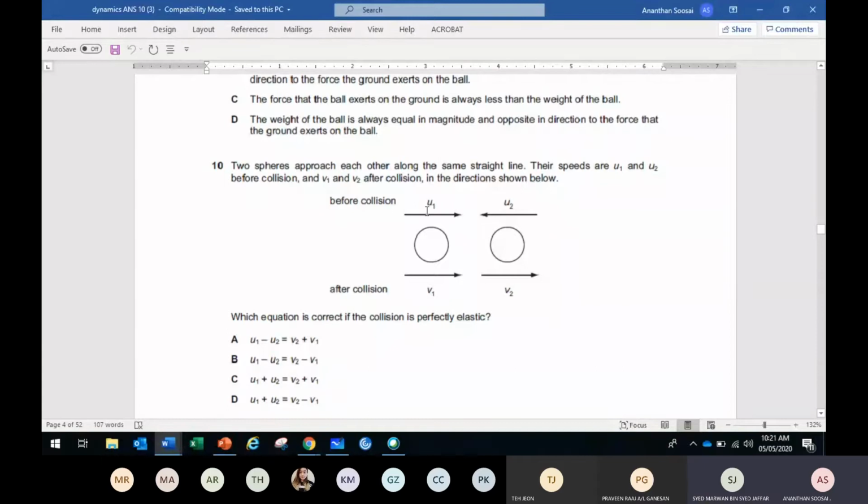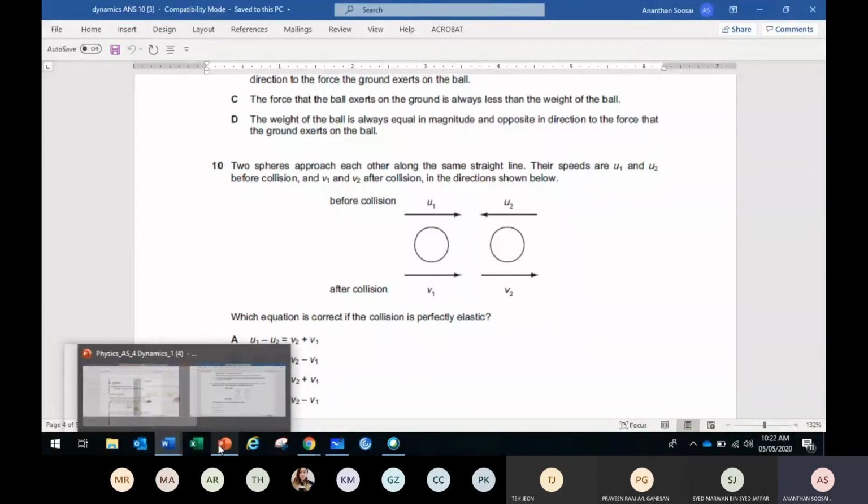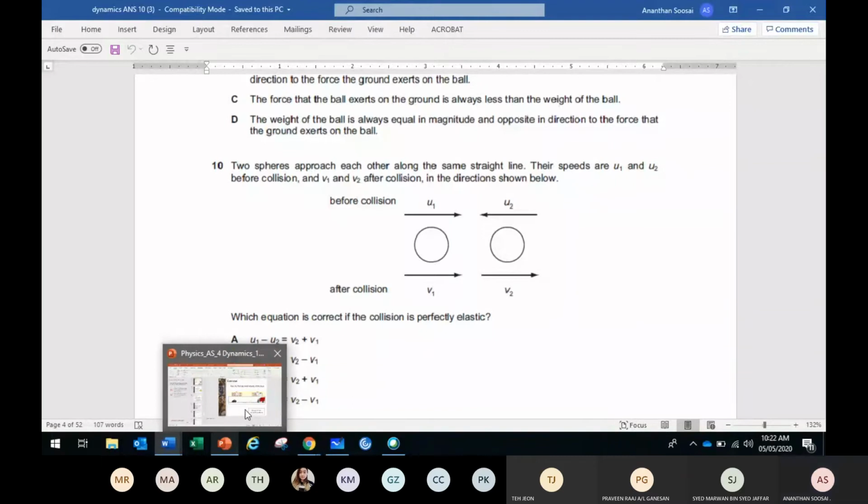U1 minus U2 is changing direction. So it becomes U1 plus U2 equals V2 minus V1. V2 minus V1, no change now, all to the right. So the answer should be D. So this is relative speed of approach equals relative speed of separation. Okay, so it is only used for elastic collisions.